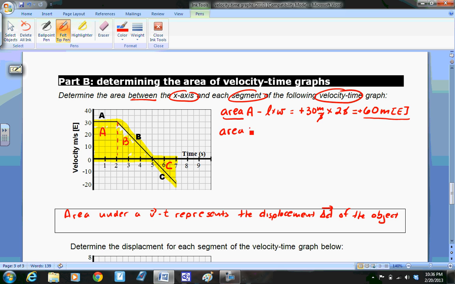Area B is a triangle, so you have to use the triangle formula. So 1/2 base times height, or base times height over 2, whatever you prefer. So in this case, we've got 1/2, and look at my base. My base here is going from 2 to 5 seconds. So my base here is going to be 3 seconds. So be careful with this. Don't write down 5. It's that section here, only section B. So 3 seconds.